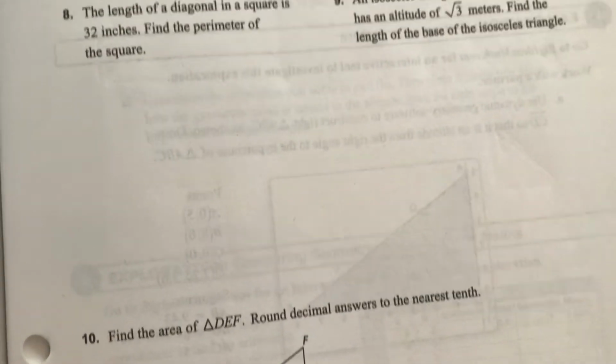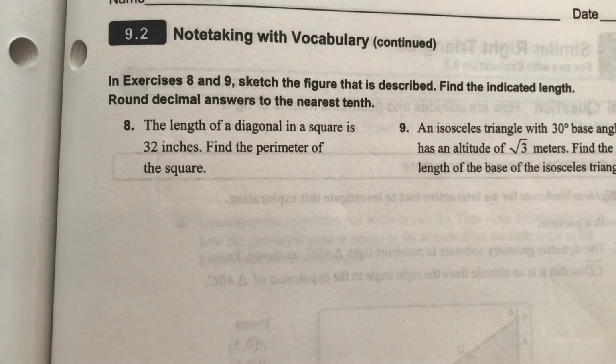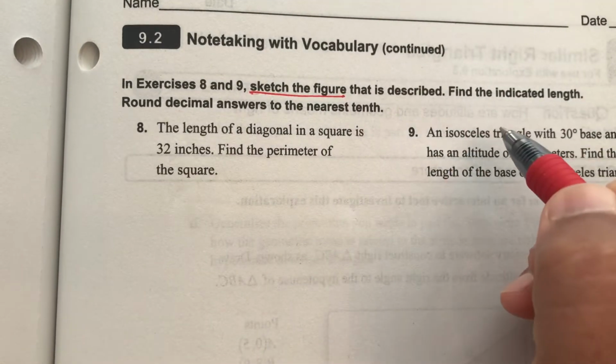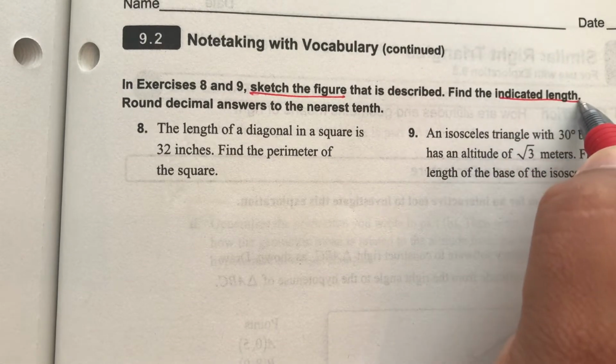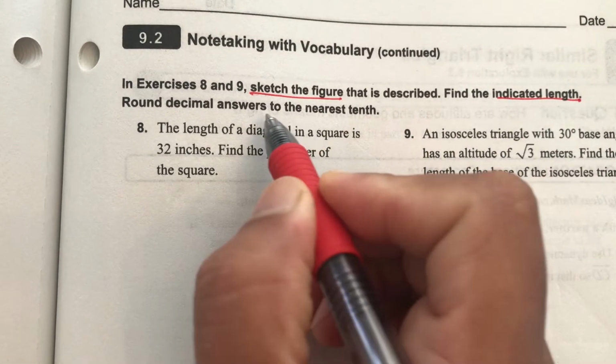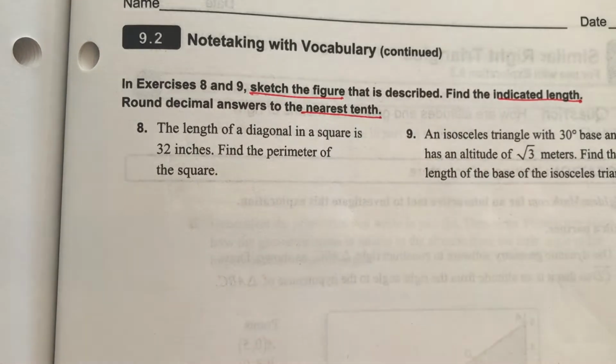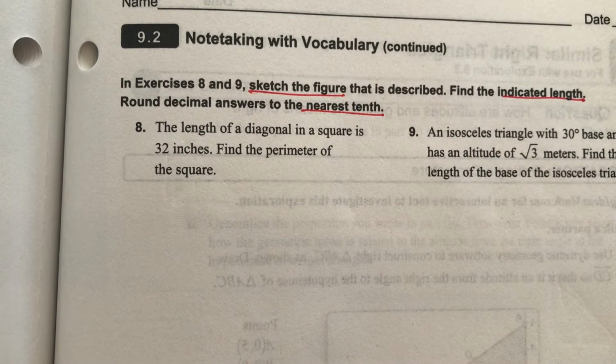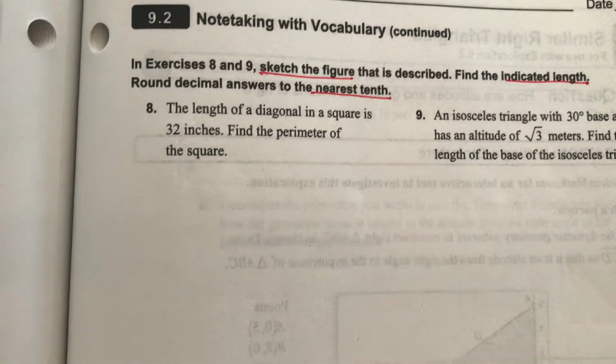Question number 8 says, sketch the figure that is described and find the indicated length, and then find the answer to the nearest tenth. So sketching, finding and rounding, 3 things we have. Nearest tenth, keep in mind.